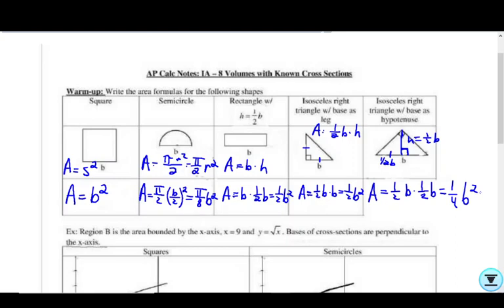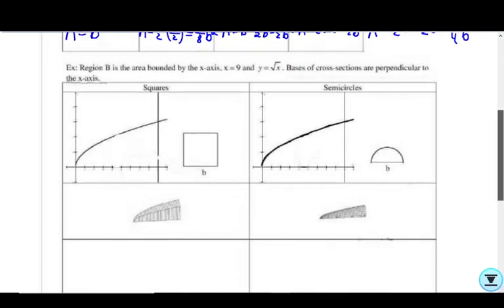Okay? So the first thing you notice is that all of my areas are now in terms of whatever the base is, instead of their individual equations. And that's going to help us when we start moving through these cross-sectional volumes. Okay? So let's look at our first problem.